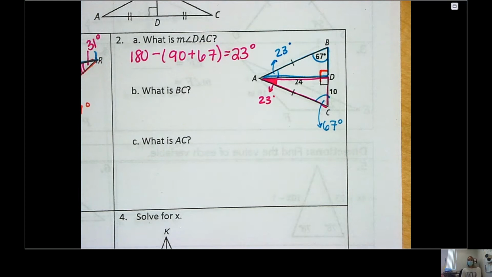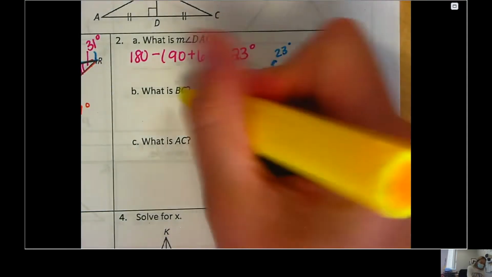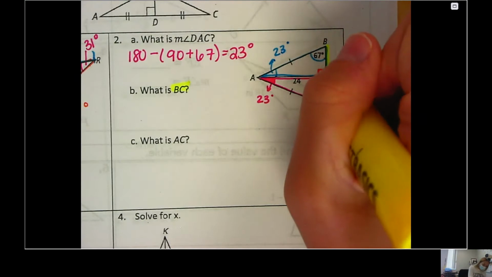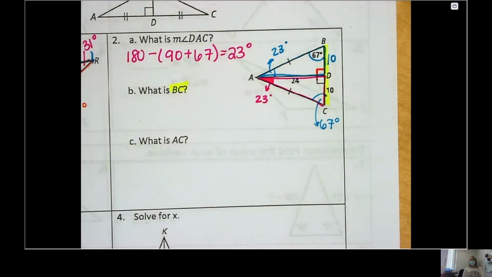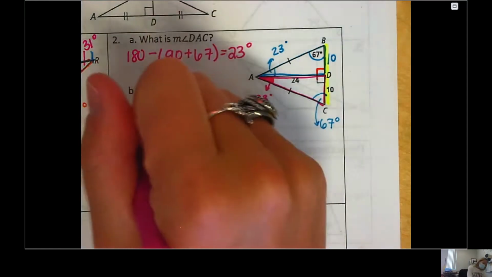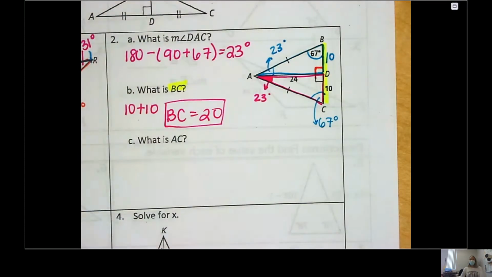Okay, now, letter B says, what is BC? So BC is now a side length. BC, here's BC. It's the whole thing. How am I going to figure that out? Ah, very nice. So this is already a 10 over here. That means automatically the other side is also 10. So to get the whole thing, I just add 10 and 10. So BC is 20. Good. Easy stuff, right?